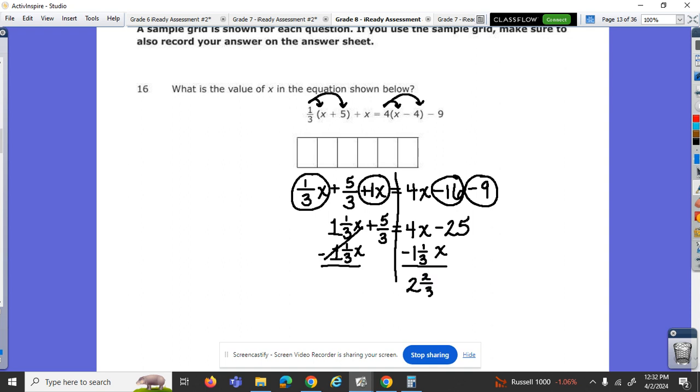If you prefer to change these into impropers, you can also do that as well, but remember that 1/3 is a repeating decimal, so the repeating decimals aren't always the easiest to do in your calculator. All right, bring down what's left. Okay, and now we're going to add 25 on both sides.